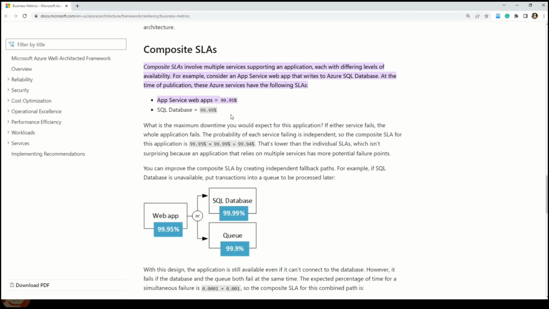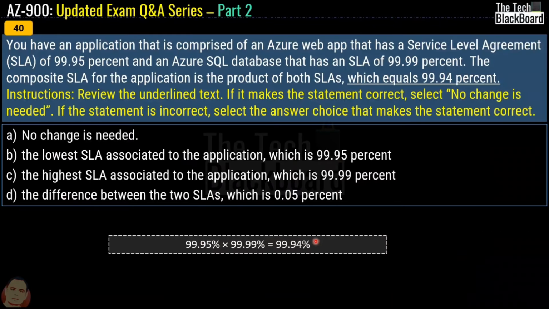So nothing is super complex in calculating composite SLA, just a simple multiplication of all the SLA for all the services that you are using in your solution, and then you get a composite SLA. Coming back to our presentation, as we saw in the Microsoft documentation, we just need to multiply the two SLAs of the different services and then we get the final composite SLA.